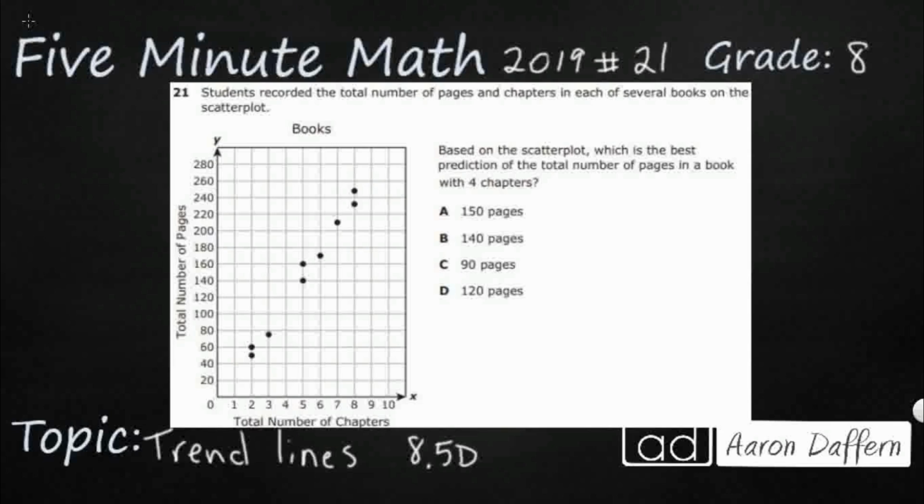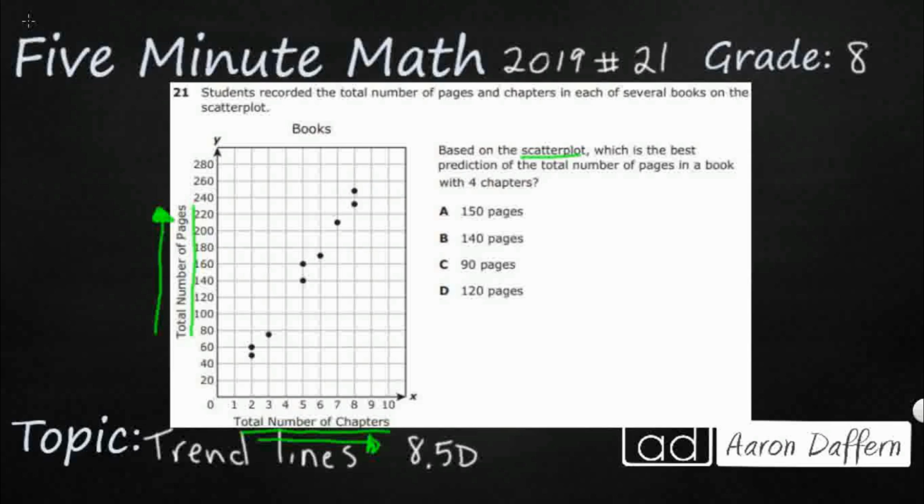So we've got students recording the total number of pages and chapters in each of several books on the scatter plot. So we've got total number of pages on the y-axis, total number of chapters. Now, even though there's not an identical number of pages in each chapter, it does make sense. Look, as your number of pages increases, since most chapters are kind of near the same length, it does make sense that the total number of pages is going to correlate with a total number of chapters increasing. So it's got a rising relationship there.